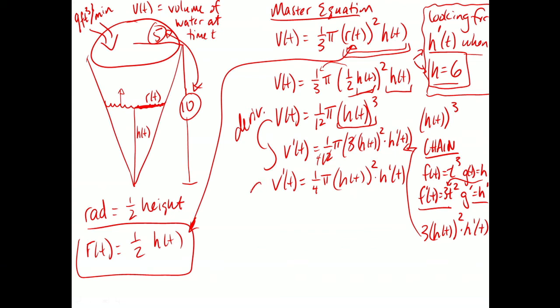So when I'm trying to do my plug-in step, I want to always plug in values about the moment in question, which is when the height of the water is 6. Well, what is it that I need to know? I've only got 3 quantities here, these 3. This is the one I'm looking for, because I said that already up here. So that one's going to stay.